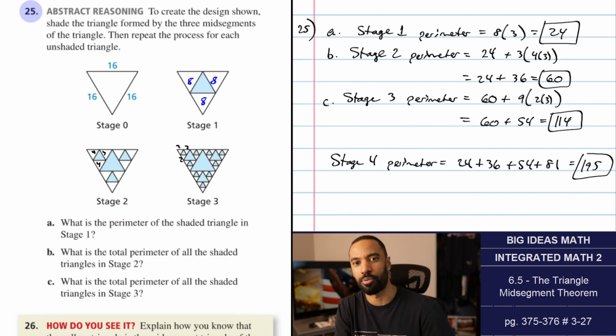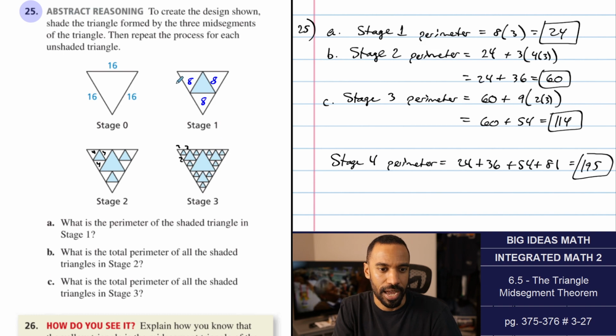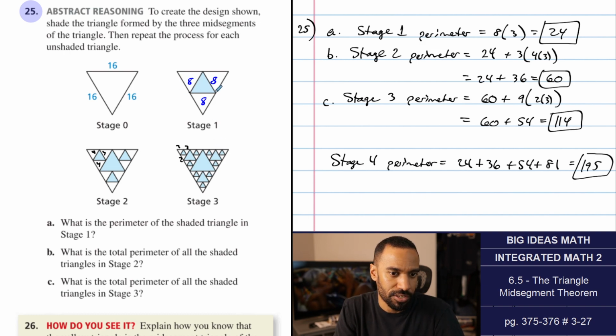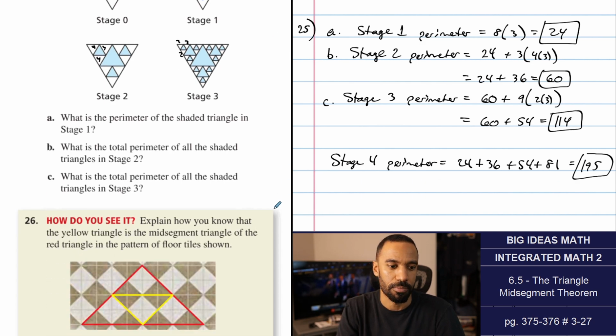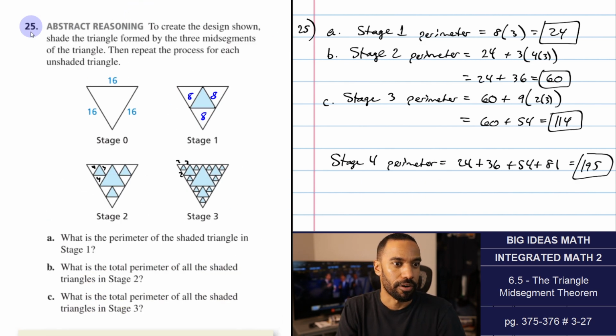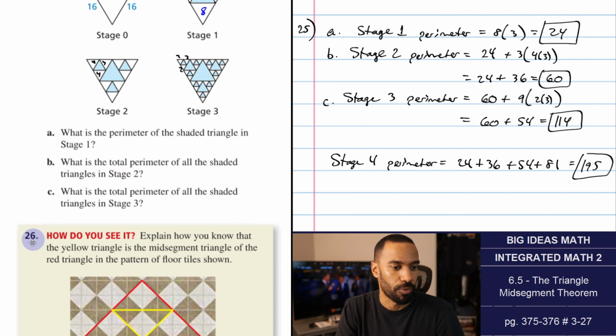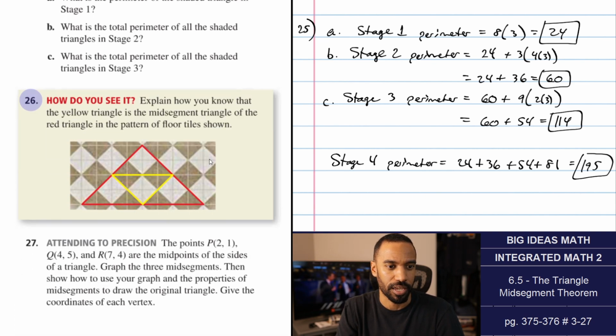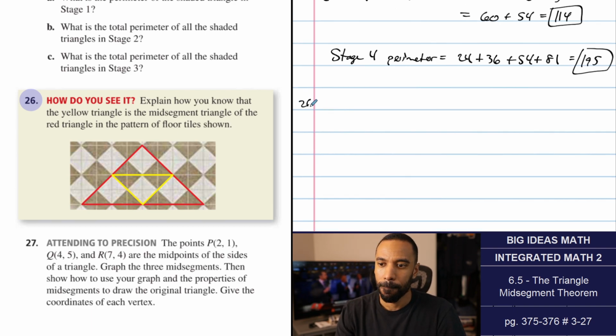And here's the other thing about perimeter. We still get to add all the sides because they only meet at the vertices of these. That means perimeter's not being covered at all by any of the other triangles, which is something that sometimes is a part of surface area that can get tricky if one surface is on top of another, but that's not the case here. Okay, number 26.